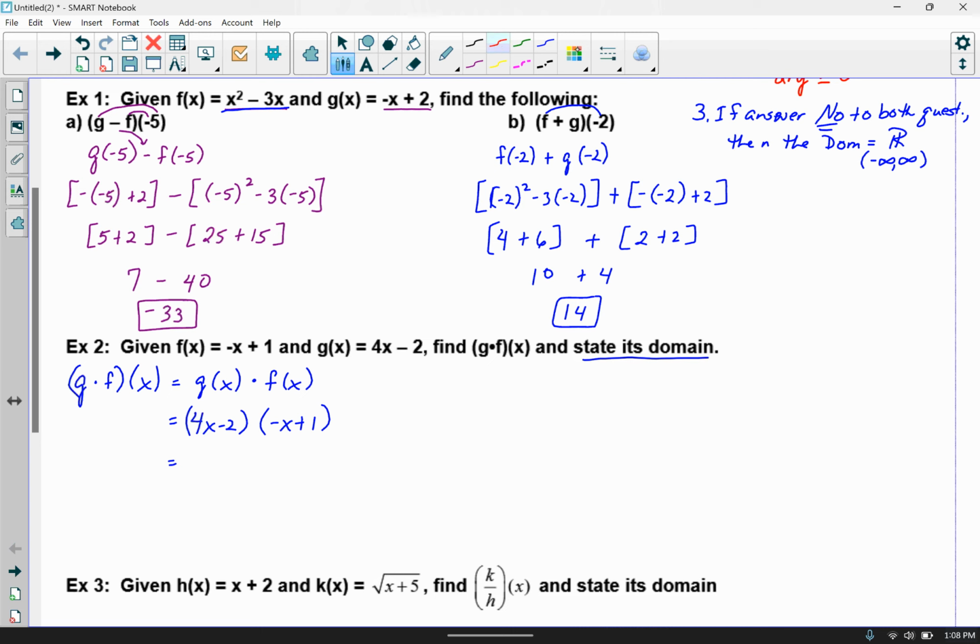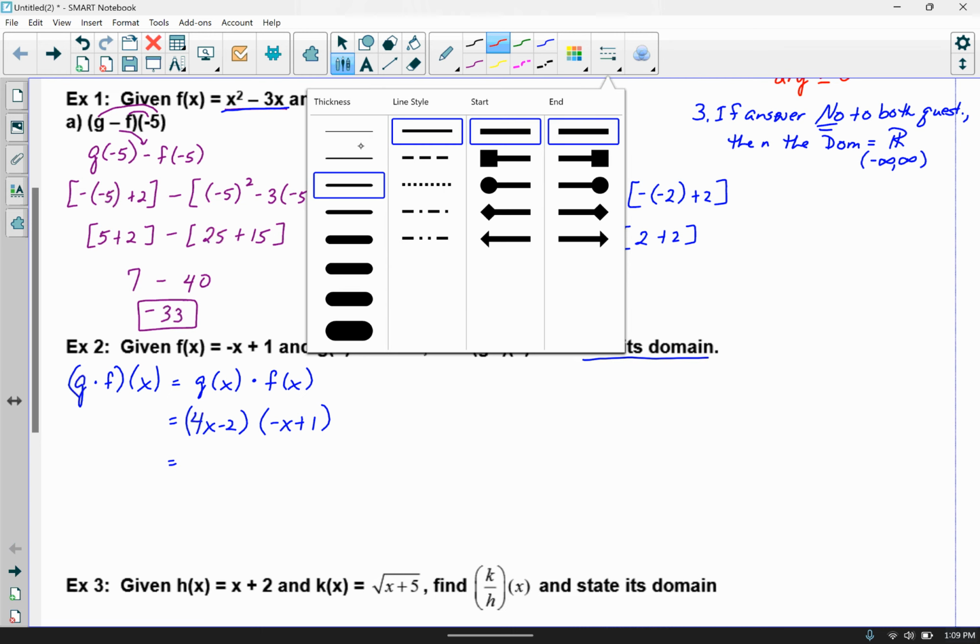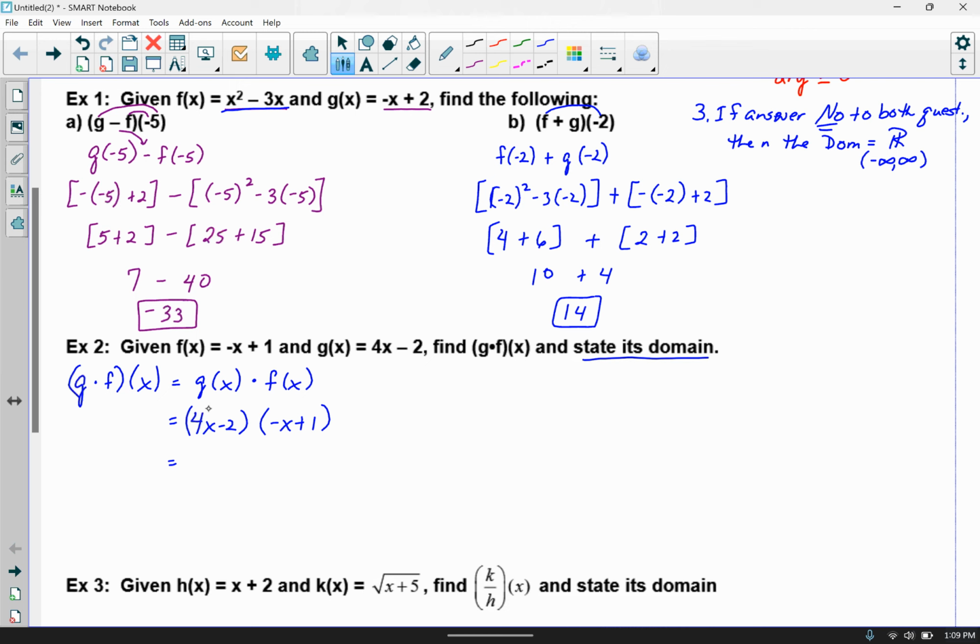All right, so if we go to FOIL, do my first. 4x times -x, -4x squared. Outside, 4x times 1, so +4x. Inside, negative times negative, that gives me a +2x. Last, -2 times 1, -2. Last step, clean up: -4x squared plus 6x minus 2.